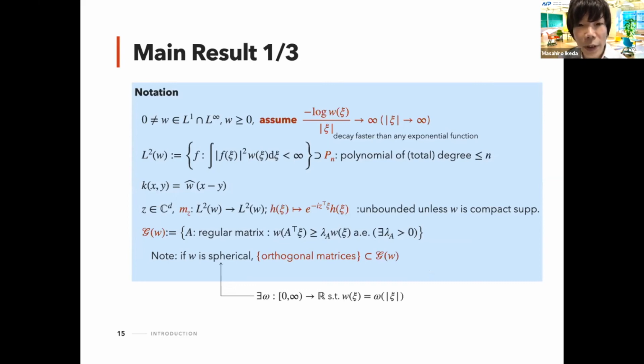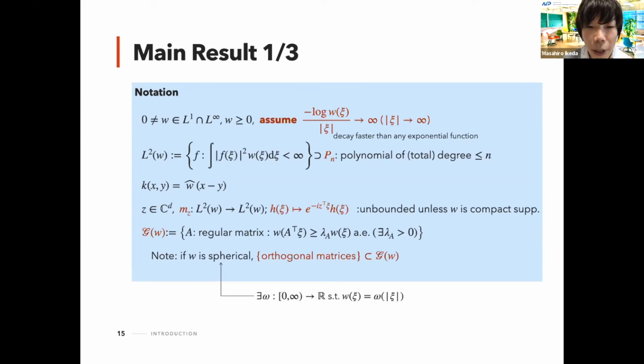there are some notations needed. W is non-zero, W is in L1 and L infinity, and W is non-negative as before. And we assume W satisfies that minus log W over the absolute value of ξ tends to infinity as the absolute value of ξ tends to infinity. So this assumption means W decays faster than any exponential function.